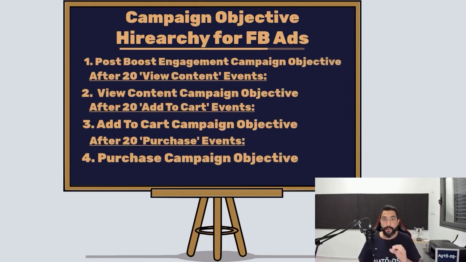The next ad that I would create at this point, as I've said, is the view content. Once I get 20 add to carts, I'll make an add to cart campaign. Then from that campaign, once I get 20 purchases from that, I'll create a purchase campaign. That is how you build it. That is how you feed the pixel. That is how you analyze your ads and see which ones are working well.